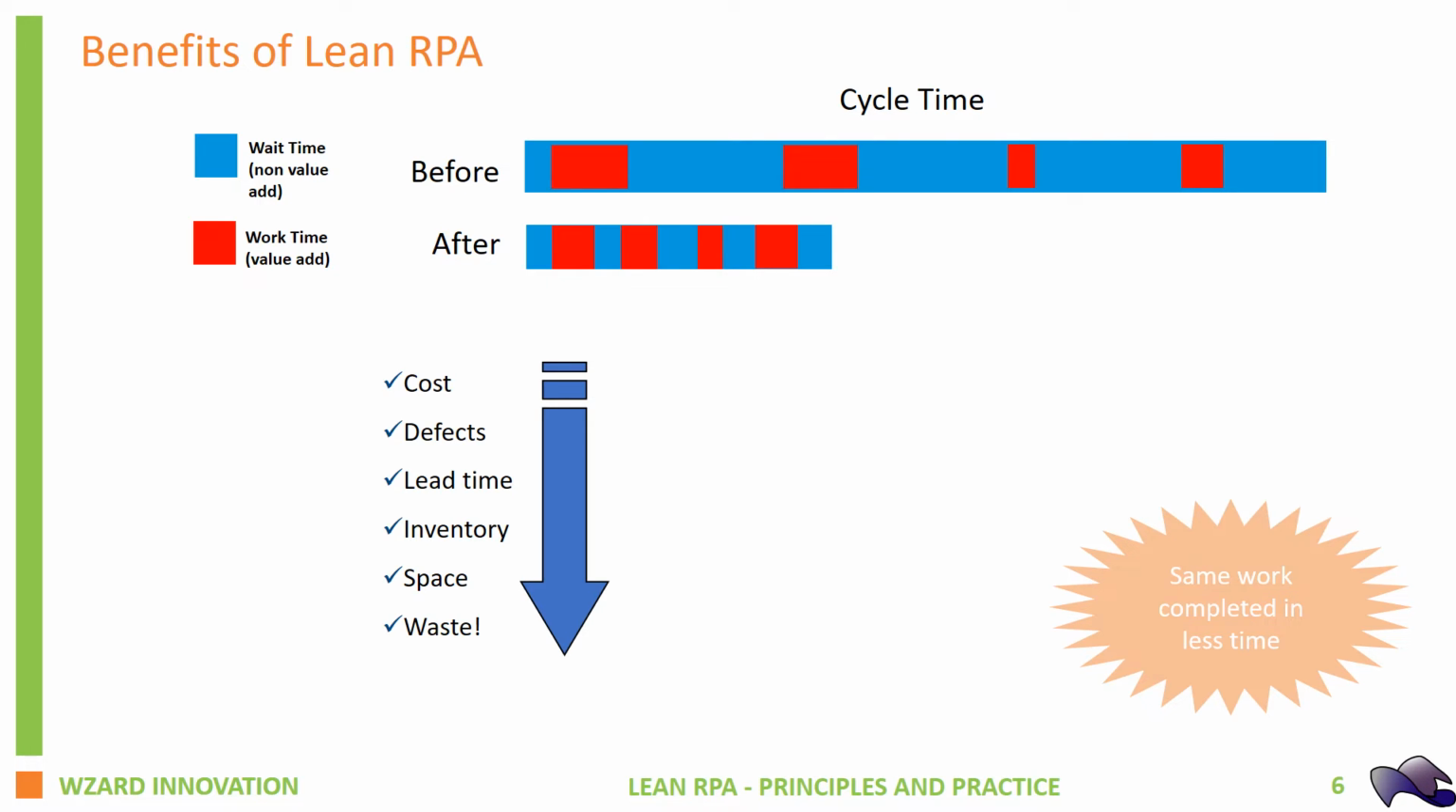First of all, the purely lean elements: we see cost reducing, we see the number of defects reducing, we see the lead time for activity to complete reducing, we see inventory or work in progress as another measure reducing, we see the amount of physical space required reducing, and of course a key component of lean is the elimination of waste.